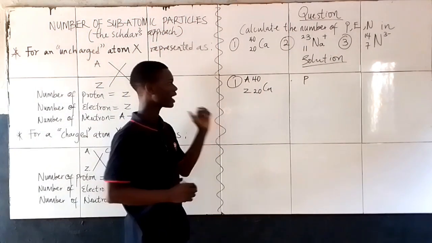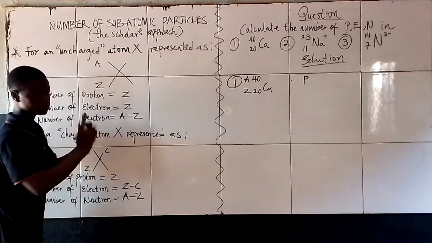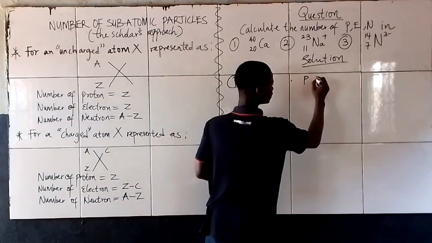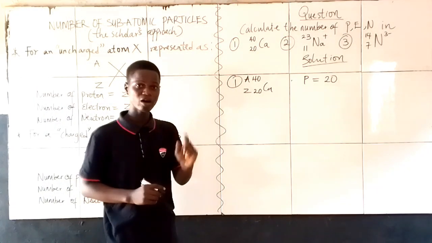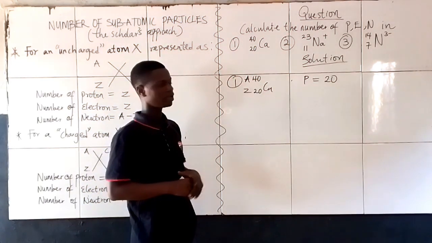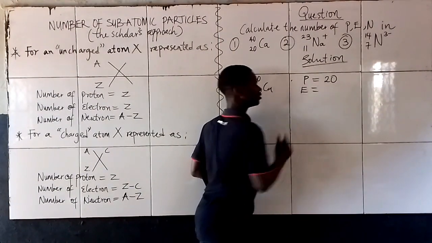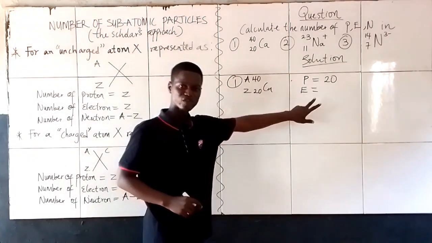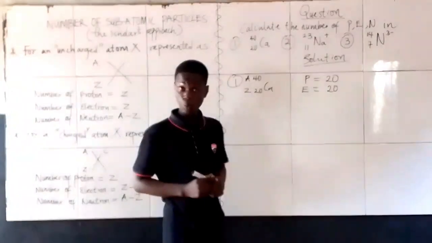So the number of protons, like we were given in the formula, is equal to Z. So we simply check which is Z here. The answer is 20. So we say the number of protons is equal to 20. We are done with the first question for the number of protons. The next, the number of electrons in this same atom. What is the formula for the number of electrons? The number of electrons is equal to Z. So whatever is Z is the same as the number of electrons. So therefore, the number of electrons will be equal to 20. I will come here and write 20. I hope we are following.